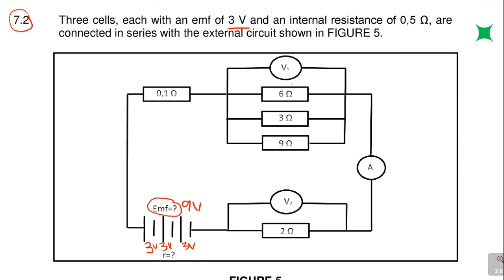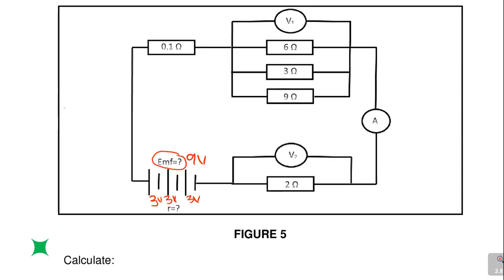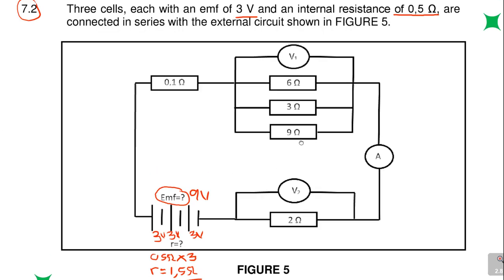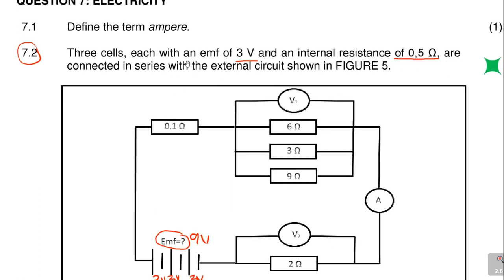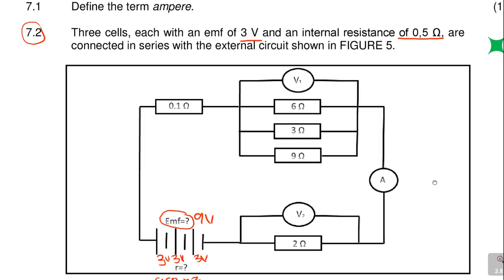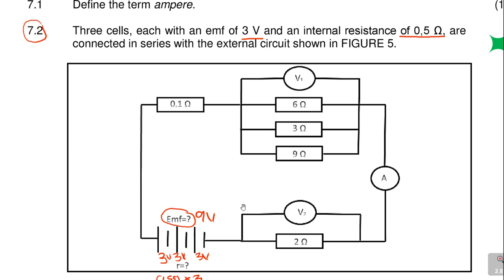Because they're saying 3 cells each with an EMF of 3 volts and an internal resistance of 0.5 ohms. So each one of these cells has an internal resistance of 0.5 ohms. If it's 3 of them, you multiply by 3. You will find the internal resistance, I'll use small r, which is 1.5 ohms. Again, this is information that is expected for you to extract from the text. They are saying the cells are connected in series with the external circuit shown in figure 5. By saying external circuit, they are talking about everything outside.